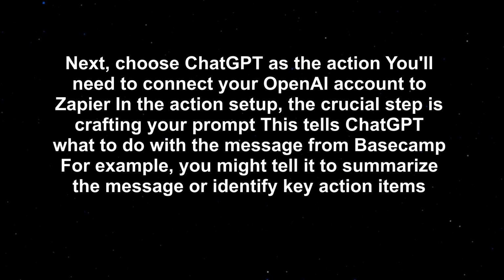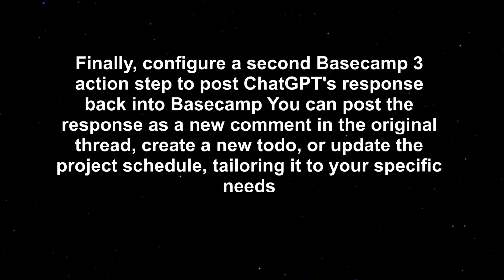The crucial step is crafting your prompt. This tells ChatGPT what to do with the message from Basecamp. For example, you might tell it to summarize the message or identify key action items. Finally, configure a second Basecamp 3 action step to post ChatGPT's response back into Basecamp. You can post the response as a new comment in the original thread, create a new to-do, or update the project schedule, tailoring it to your specific needs.